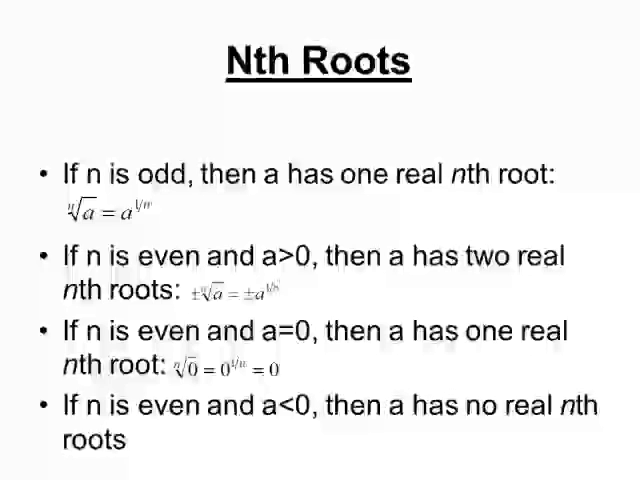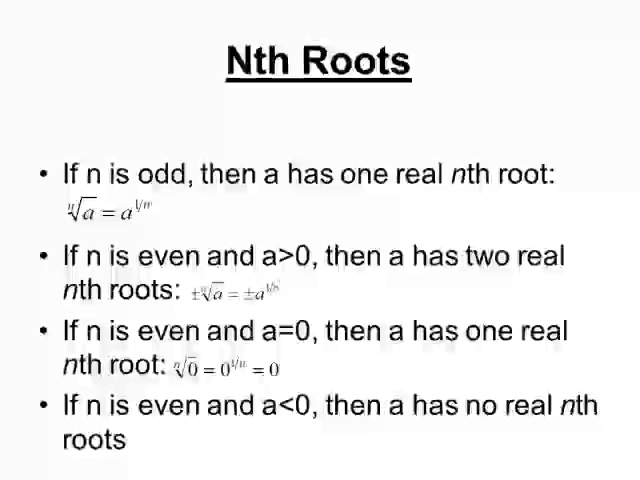The first bullet point says if n, which is the type of root, so if the type of root we're doing is an odd root, we will only have one answer. So like a cube root only has one answer. A fifth root only has one answer, etc. If the type of root is odd, we just get one answer. But if the type of root is even, then we will get two answers.